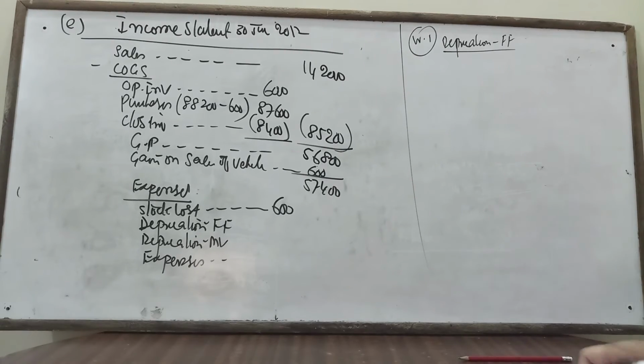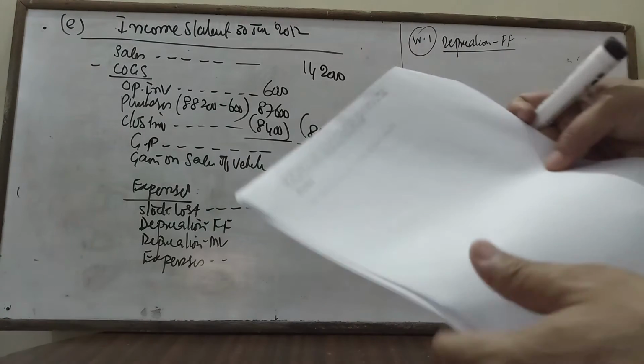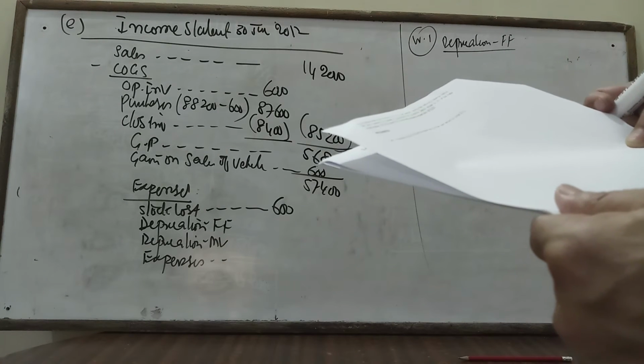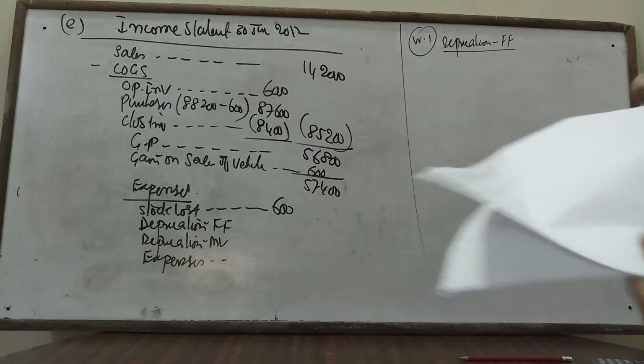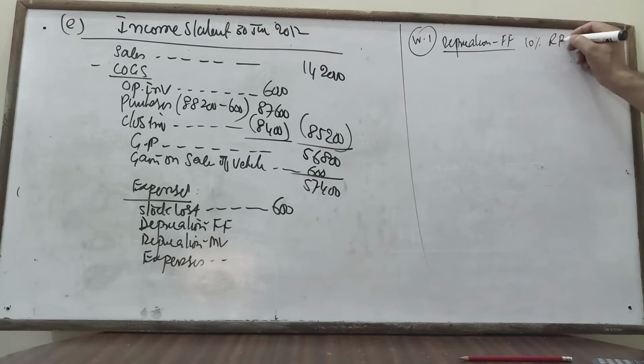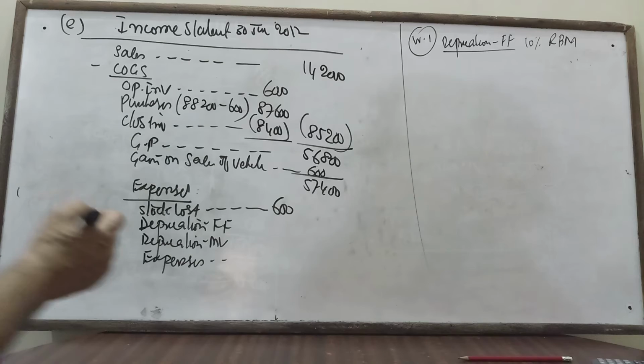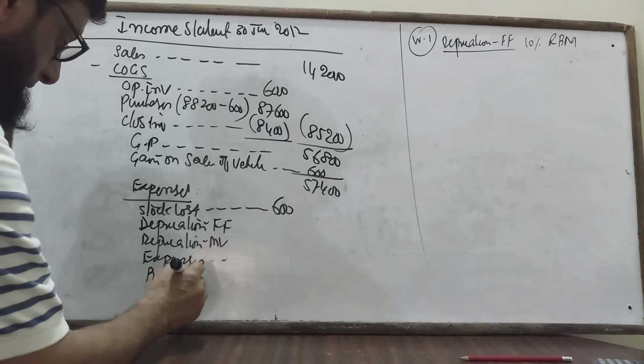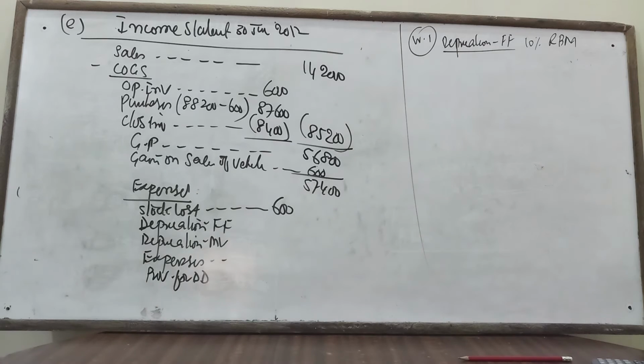Fixtures, and we must know the policy of depreciation. It must be given here. Depreciate fixtures and fittings 10% per annum using the reducing balance method. Here, 10% reducing balance method, and you also create a provision for doubtful debts, which is 3% of trade receivables at 30th June 2012. Okay, this is another thing, creating a provision for doubtful debts. There is another expense: provision for doubtful debts.